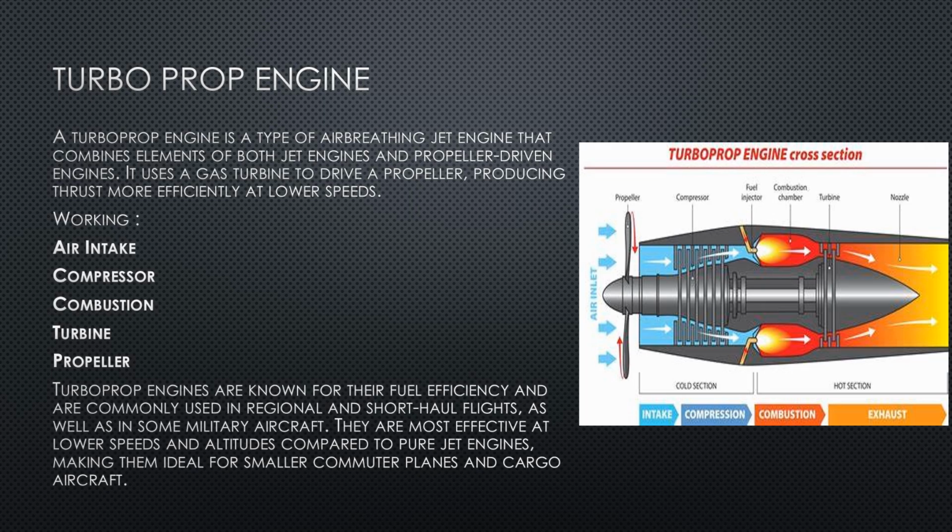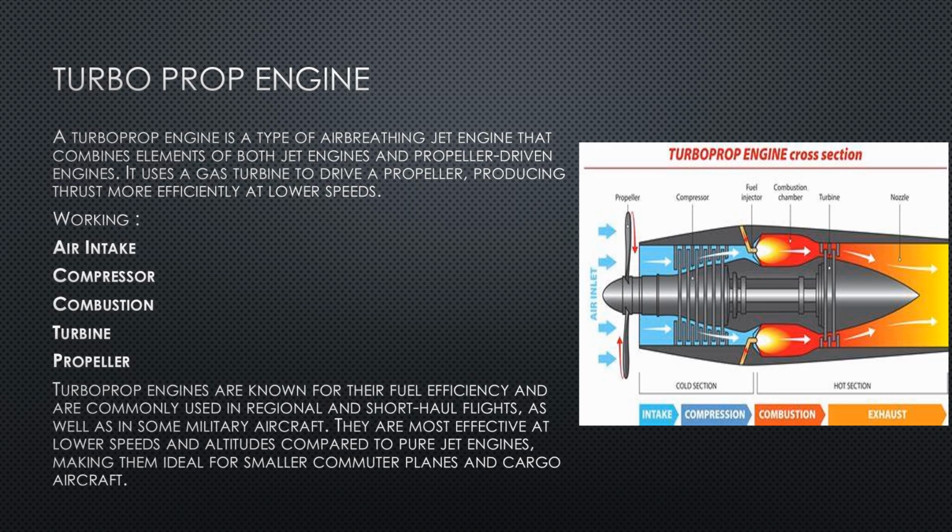Now its working. First is the inlet, by which the air is taken inside the engine. Then the compressor: through the different stages of the compressor, the air is compressed. Then in the combustion chamber, the compressed air is mixed with fuel and ignited. Then in the turbine, the turbine extracts the energy from the high temperature gases, and with the help of the shaft, the turbine runs the propeller.